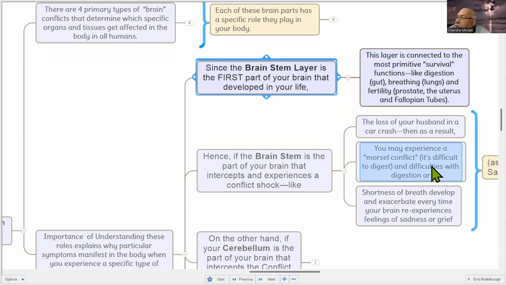What is the meaning of a morsel? In Telugu, morsel is a portion of food, a portion of the food that you put into your mouth. Okay. So, a morsel conflict means you can't digest it. You are not able to come to terms with realities. Right? And there are difficulties with digestion or shortness of breath, right?